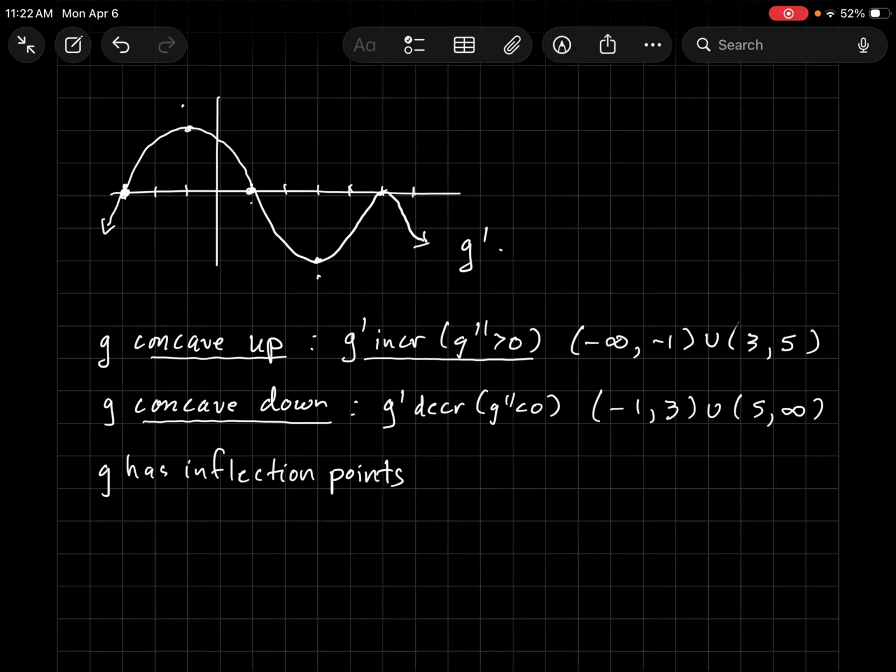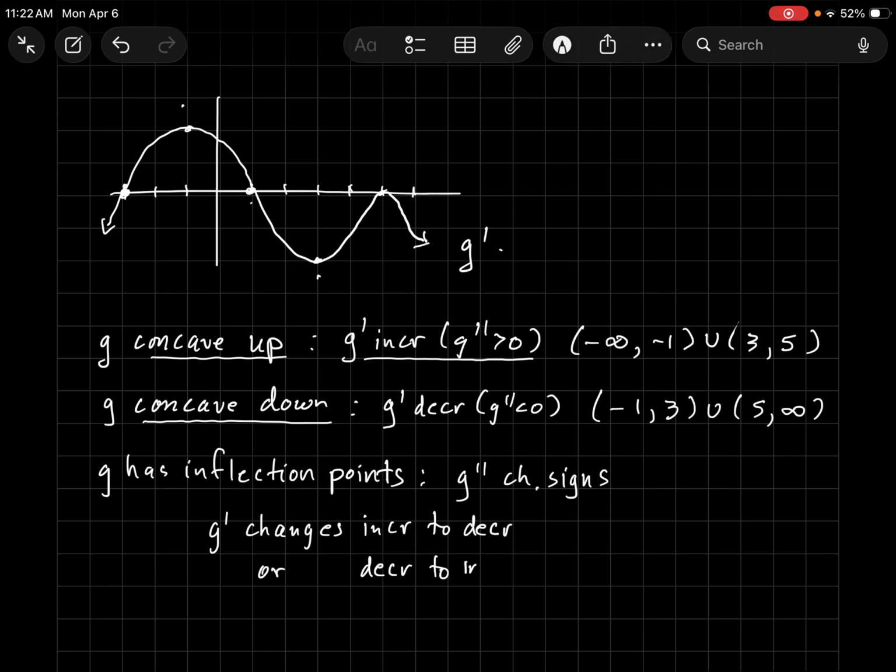Where does g have inflection points? I already know that's where g double prime changes signs. I'll put CH for change. Or where g prime changes, I'll write it out here, increasing to decreasing, or decreasing to increasing. In other words, g has inflection points at the local maxes and mins of g prime. So where? Right there, and right there. At x equals negative 1, 3, and 5.